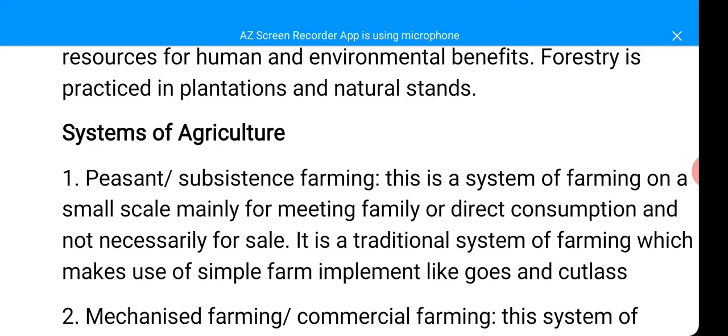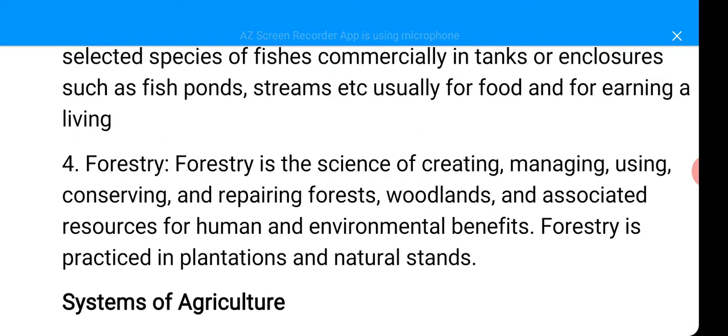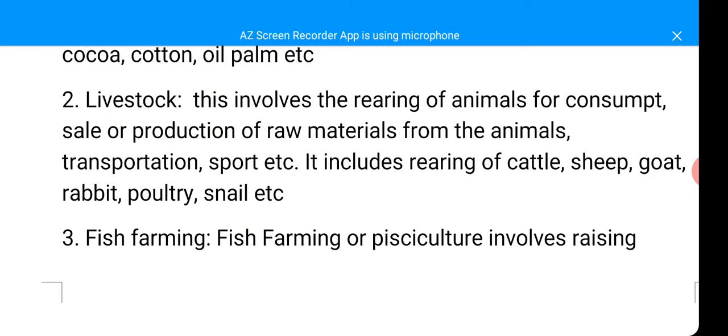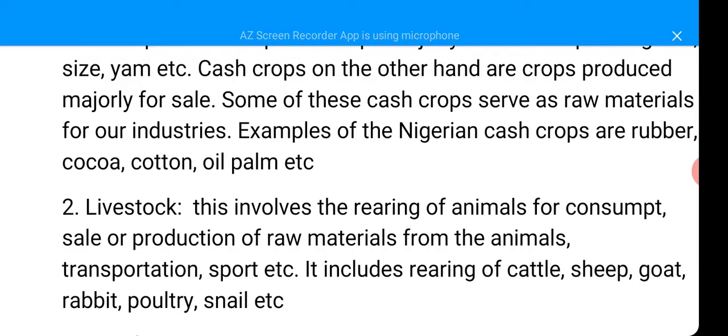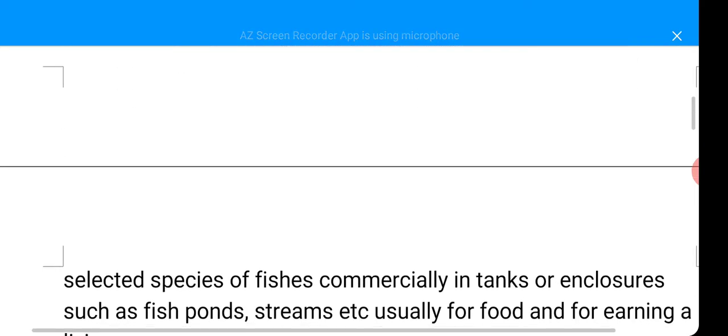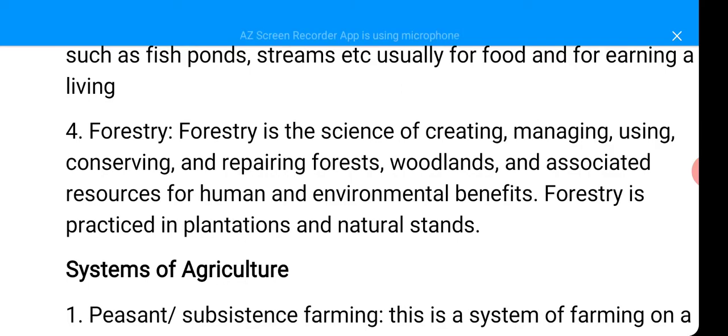So that's that on the components of agriculture. Agriculture is made up of three components. Crop production, that is the production of food crops and cash crops. Livestock, that is the production or rearing of animals. Fish farming, that is the breeding of fishes. And then forestry, that is the planting and managing of forests and other materials that can be gotten from forests.